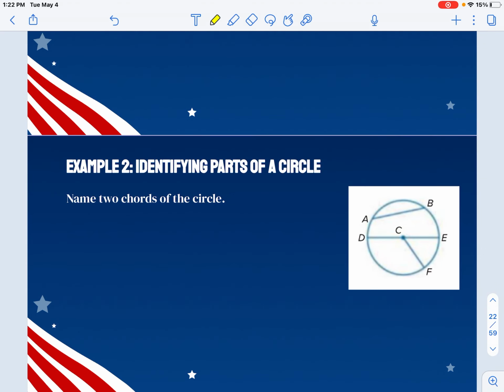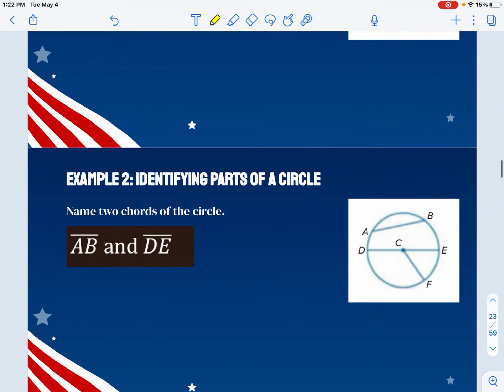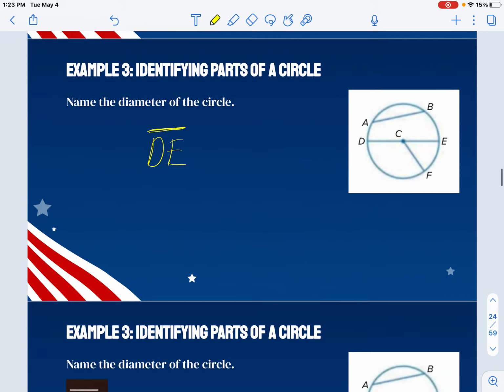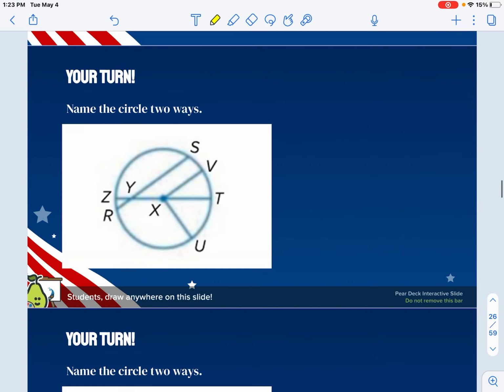Next question, name two chords of the circle. A chord goes from one edge of the circle to another. So AB is one chord and DE is the other chord. DE is also a diameter. Next one, name the diameter of the circle. We just said that, it's DE. A diameter has to go through the center. Notice AB is not a diameter, it is a chord. It's not a diameter because it does not go through the center of the circle. So that's DE.